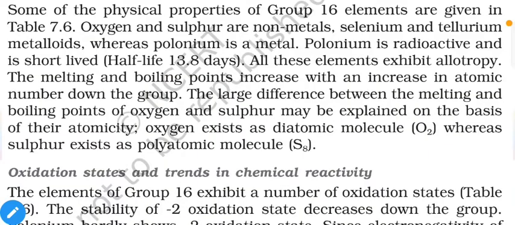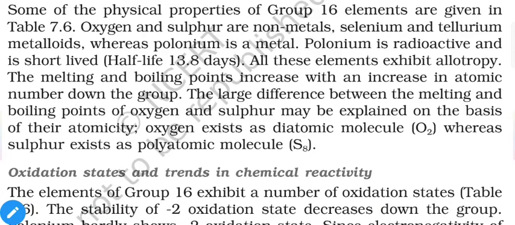Some of the physical properties are already mentioned in table 7.6. Oxygen and sulfur are non-metals, selenium and tellurium are metalloids, whereas polonium is a metal. Polonium is radioactive and short-lived, with a half-life of 13.8 days, and all the other elements exhibit allotropy. That means they form different types of molecules with the same type of atoms. For example, oxygen forms O2 and O3, that means two different molecules having oxygen atoms only.